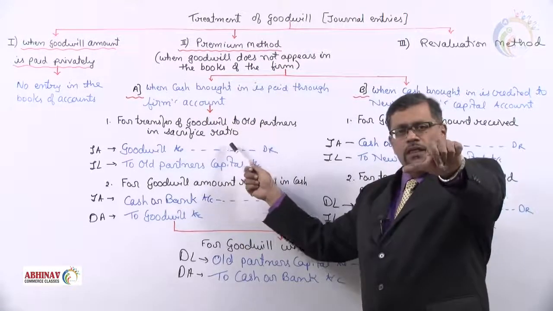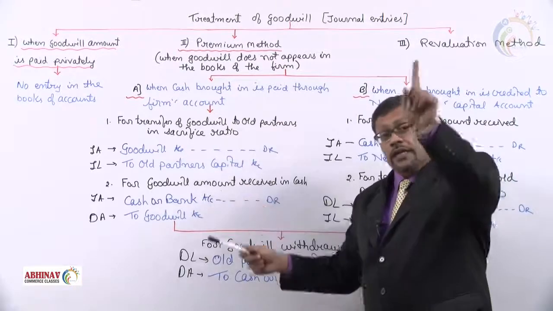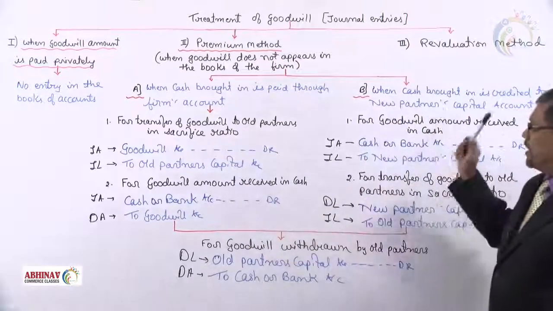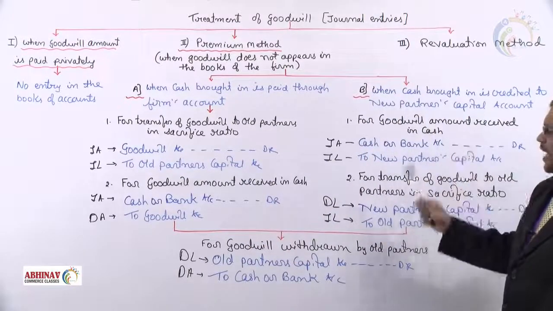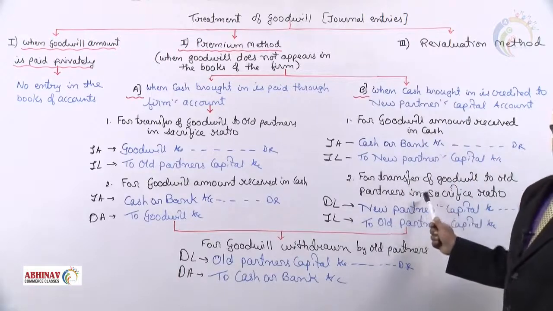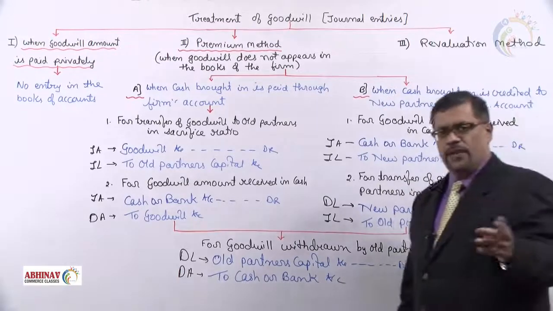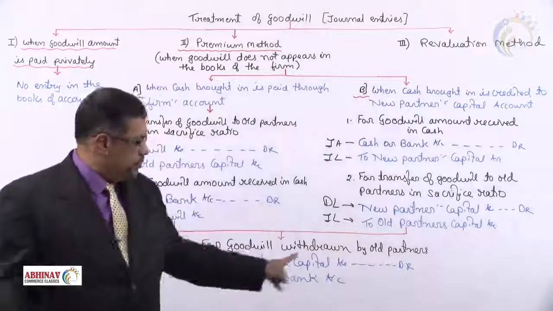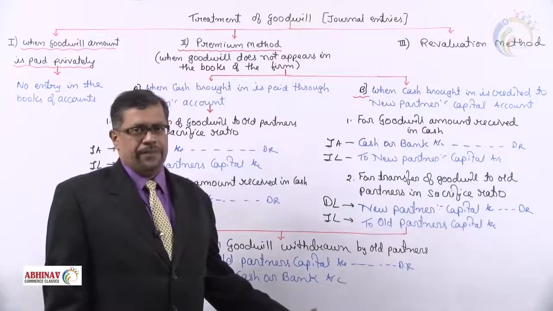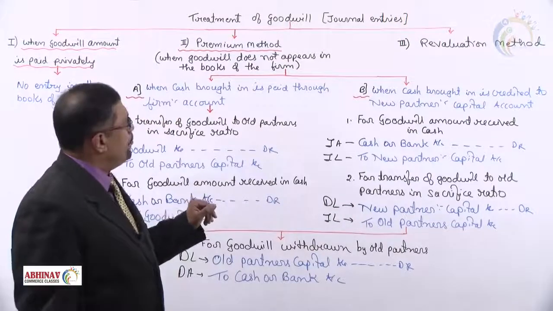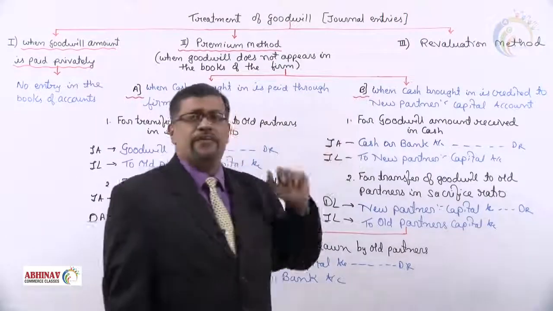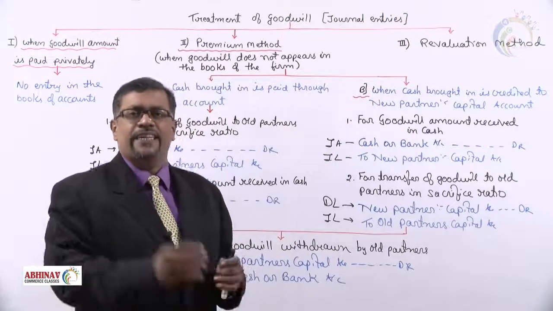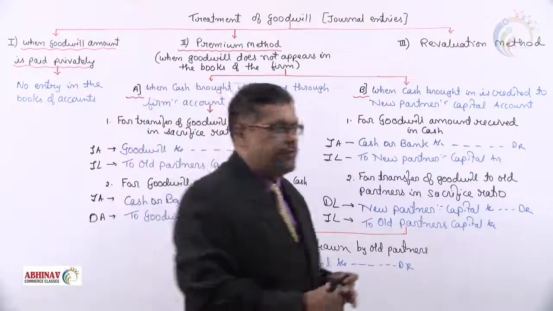Transfer of goodwill, cash brought in for goodwill. If it is credited to new partner's account, goodwill received in cash and then transfer of goodwill from new partner's account to old partners. In case goodwill is withdrawn, this is the entry we pass. Now after this premium method, the next method is the revaluation method. Let us see what the entries of the revaluation method are.